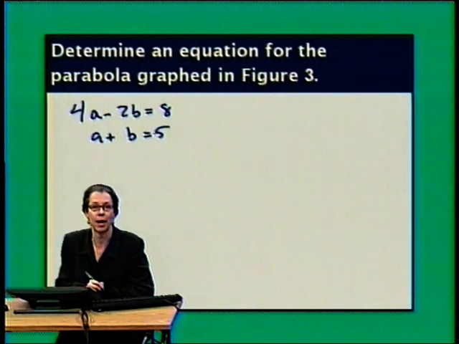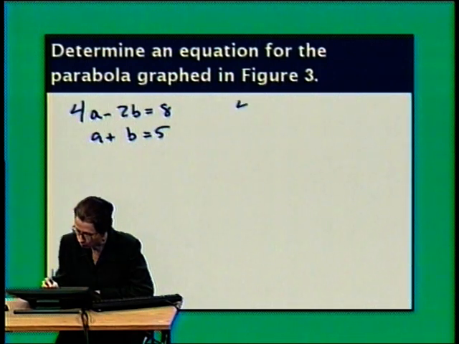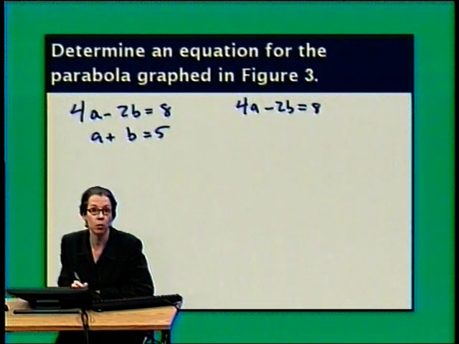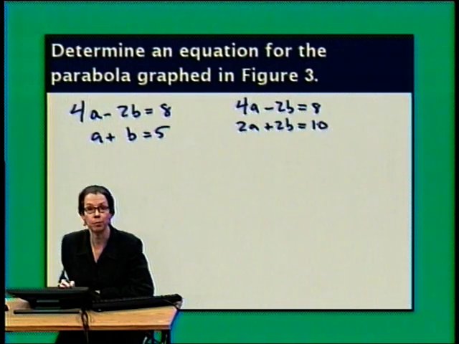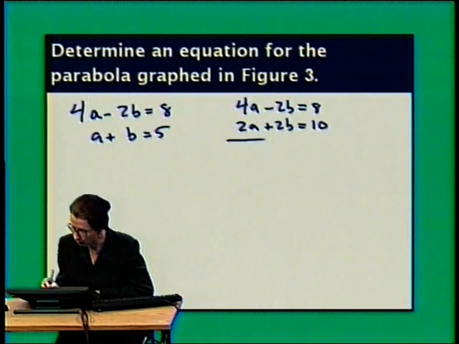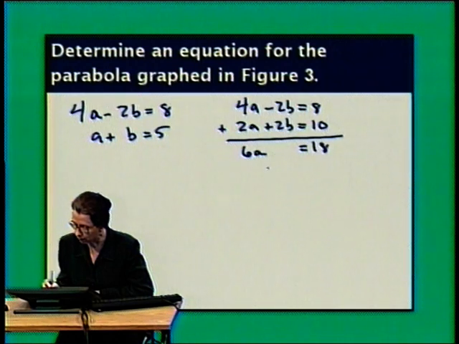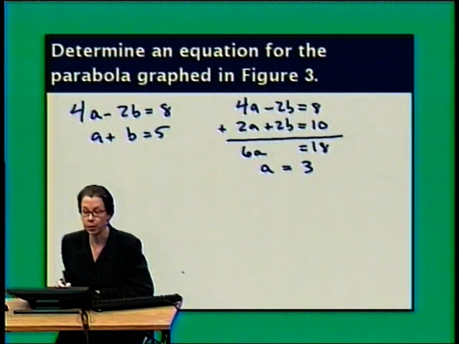So let's solve this for a and b. I think here I'll use the method of elimination, and I'm going to multiply that second equation by 2. So my first equation is 4a minus 2b equals 8. Multiplying both sides of the second equation by 2 gives me 2a plus 2b equals 10. So solving the system, adding will eliminate the variable. I end up with 6a equals 18, so a equals 3.